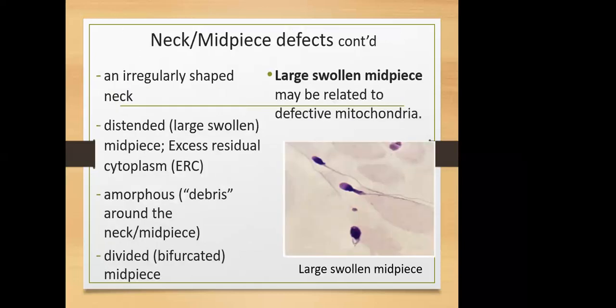An irregularly shaped neck, of course. If it's irregularly shaped, it's also a problem. It could also be distended. If it's distended, we also call it large swollen midpiece. It could be due to excess residual cytoplasm. Remember, we talked about the cytoplasmic droplet. We said it's normal around the neck. But if this cytoplasmic droplet is now larger than normal, then it's no longer a cytoplasmic droplet, rather excess residual cytoplasm. All right, that's abnormal.